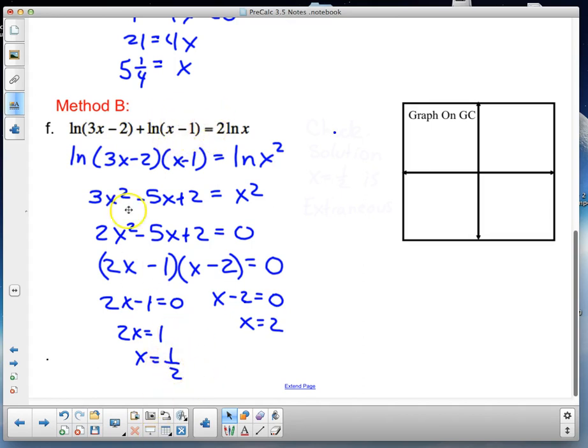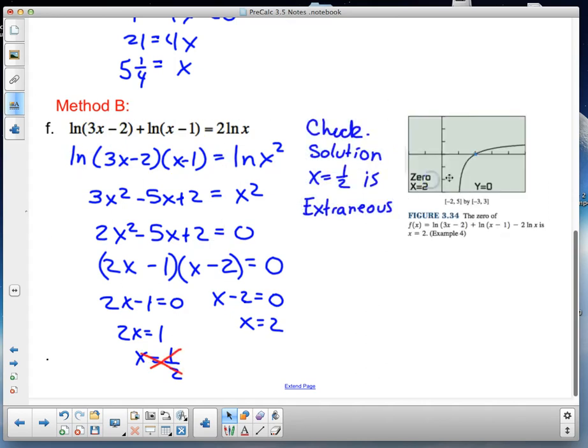If I used 1/2, 3 times a half is 1.5. 1.5 minus 2 is a negative value inside here. Well, if that's negative, I can't take the natural log of a negative value. So checking my solution, I find out that that 1/2 is extraneous.